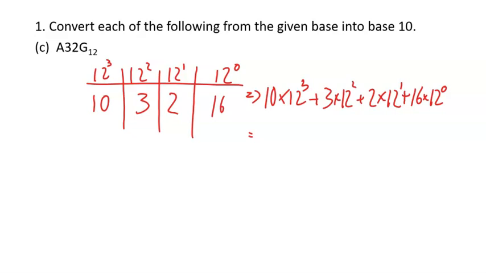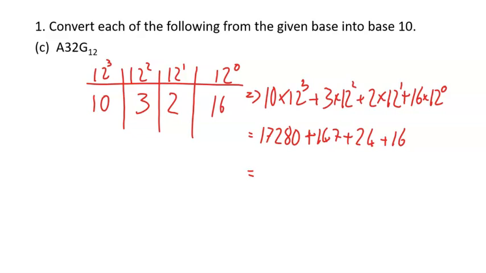So doing each part of them there, the first part, the 10 times 12 to the power of 3, gives me 17,280. Plus then the second part, 3 times 12 to the power of 2, gives me 432. Then 2 times 12 to the 1 gives me 24. And then 16 times 12 to the 0 just gives me 16.